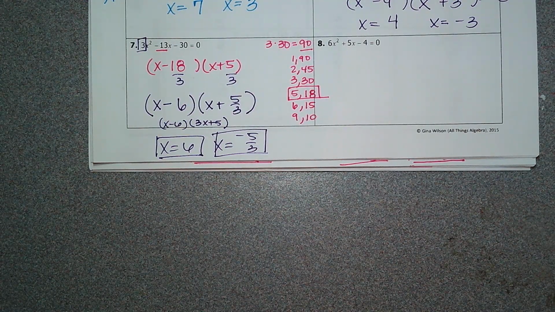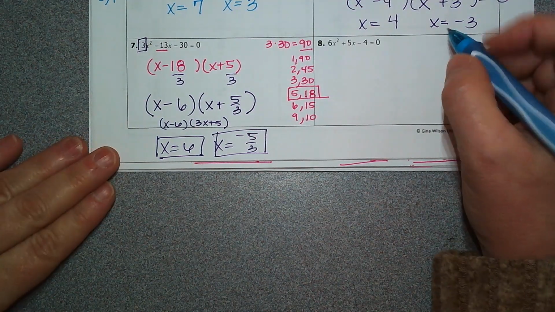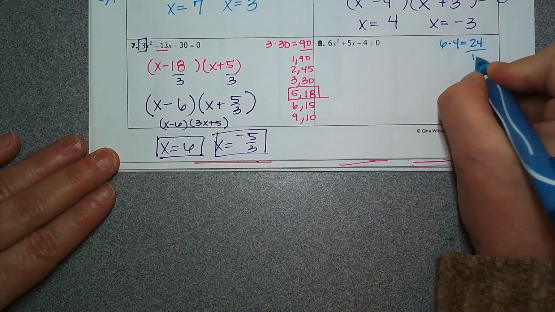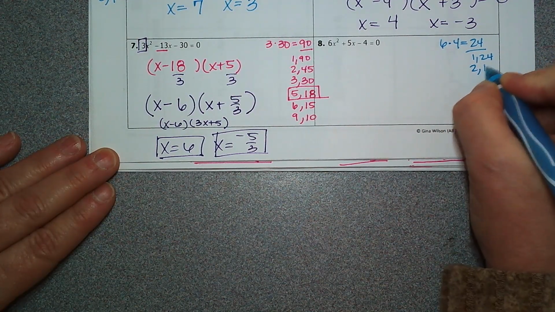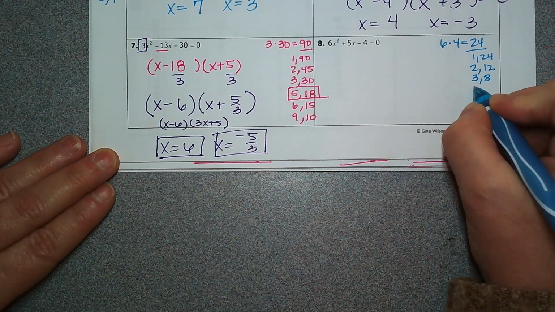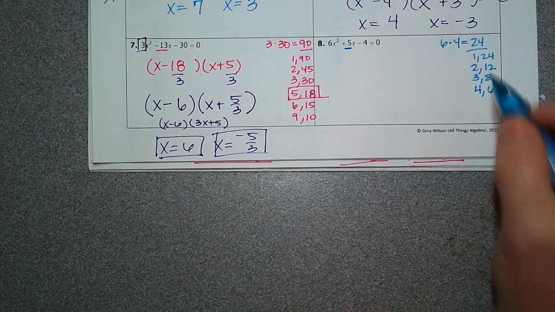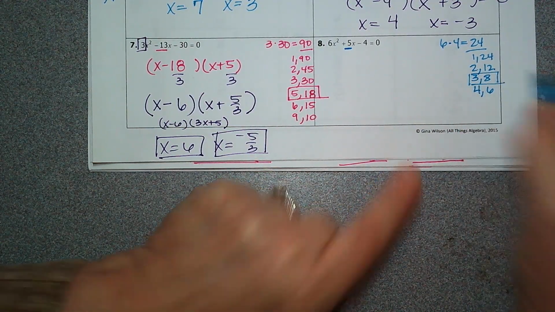Number 8, do I have a GCF? No. But I still have a number in front of x squared. So what do I have to do? Bottoms up. Multiply a times c. Find the factors of 24. Which two factors can I add or subtract to get positive 5? Eight and 3.